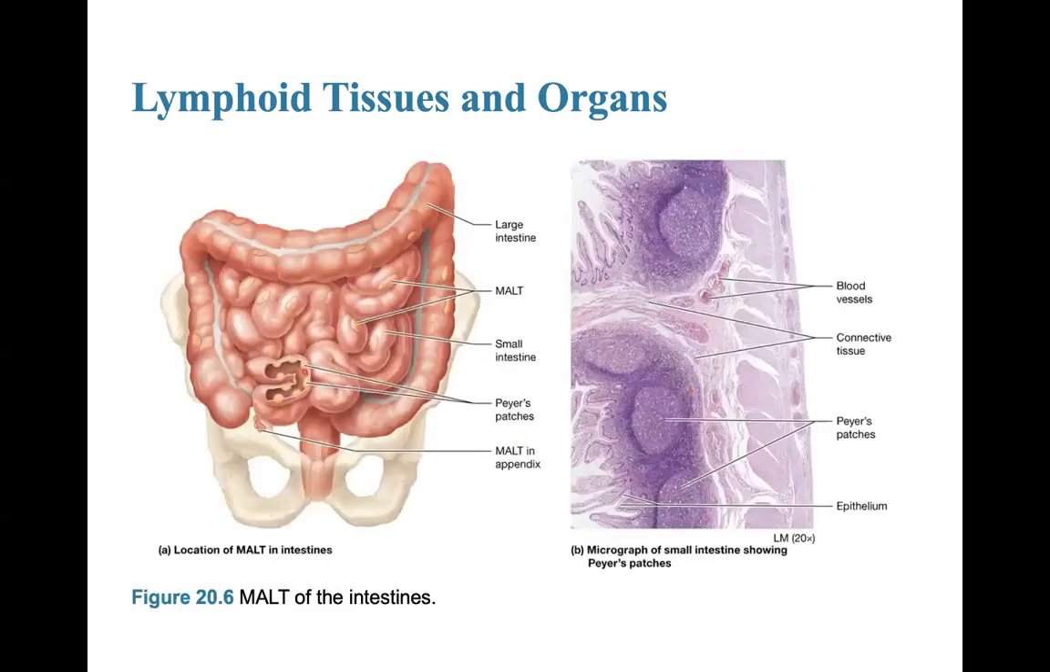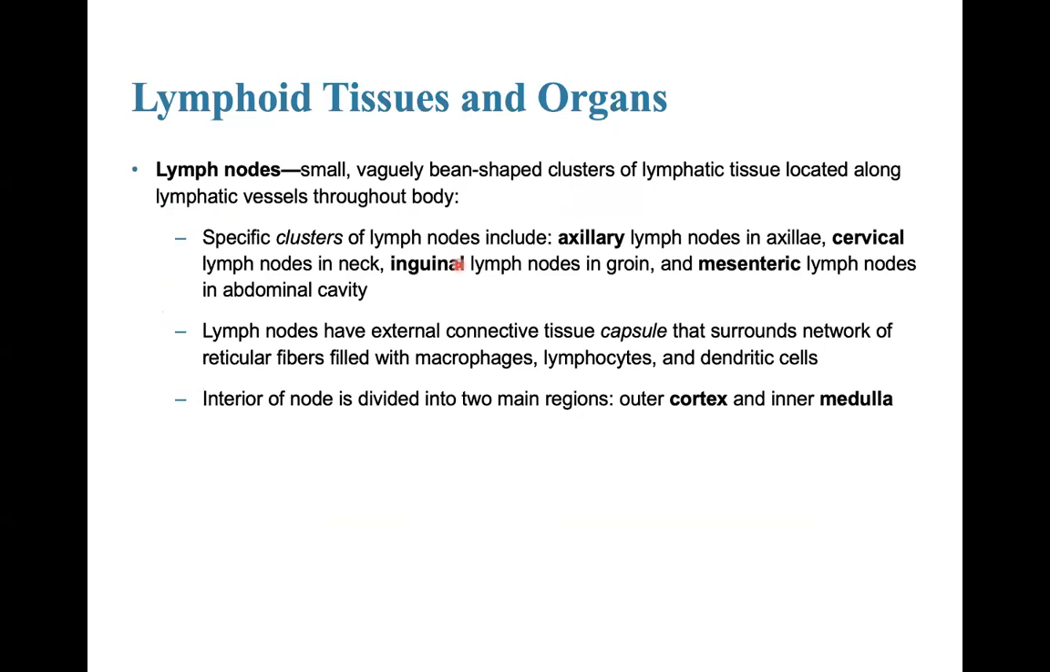And here we can see various types of Peyer's patches located there. We can see some MALT located in the appendix here. Or this is your appendix right here, a little thing hanging off there. But you're also going to have scattered MALT through the entire GI tract, and as we mentioned earlier, the respiratory tract and part of the urogenital tract.